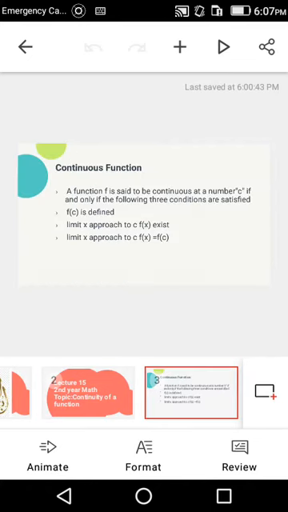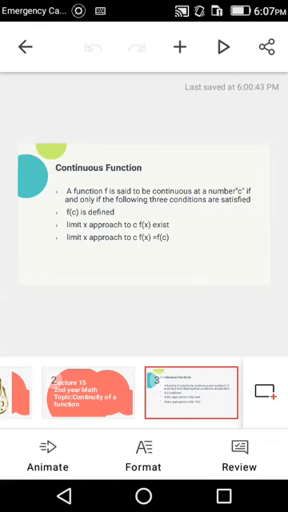Then there are two main types of functions, continuous function and discontinuous function. A function f is said to be continuous at the number c. Now what is c? c is any constant. It may be 3, it may be any number, if and only if the following three conditions are satisfied. If any function fulfills these three conditions, it can be continuous.